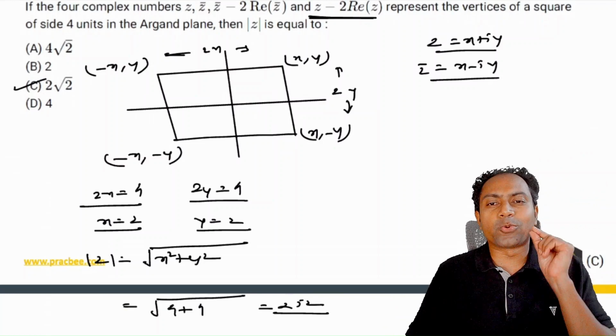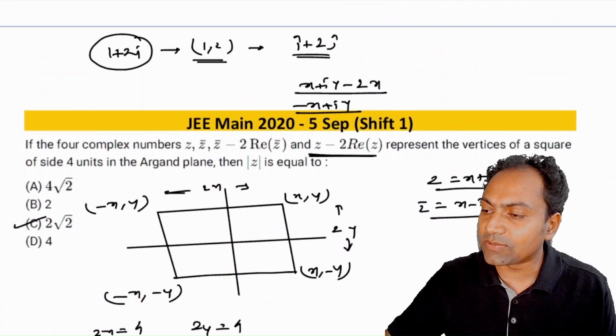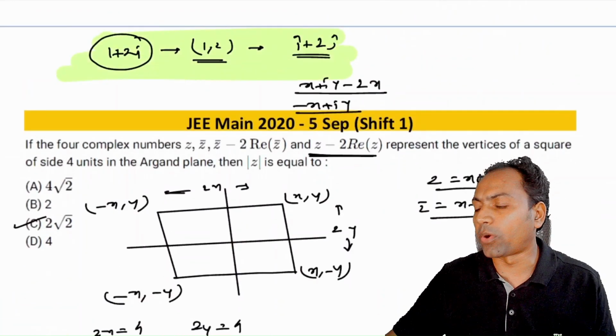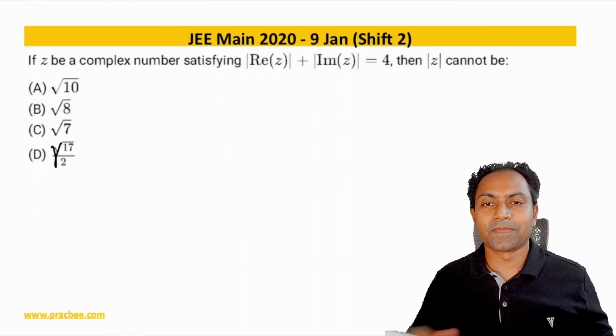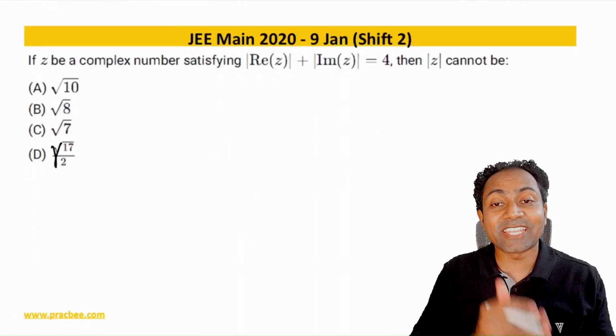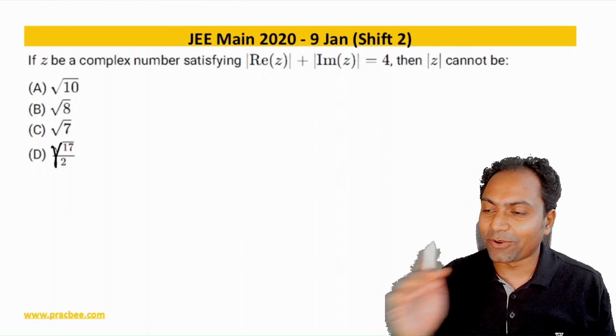So very simple to do, if you are able to connect these three ideas, which time and time again will become very important in complex numbers. Now this next 2020 question again explores the same connection between coordinate geometry and complex numbers.